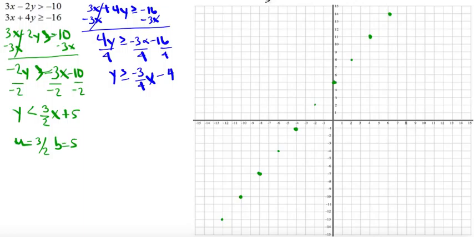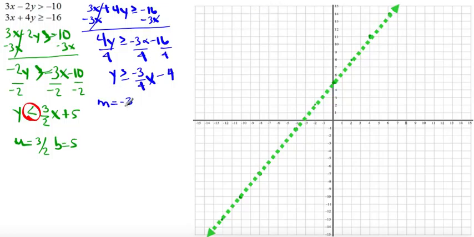Alright, so now to figure out what type of line I draw, I look at the inequality symbol. It's just less than, so that means that the solution isn't on the line. So I need a dashed line.